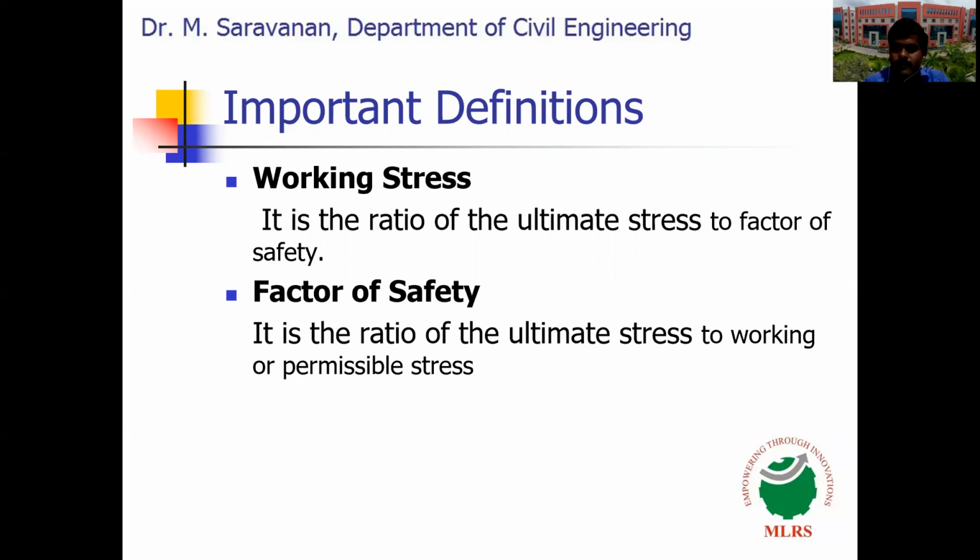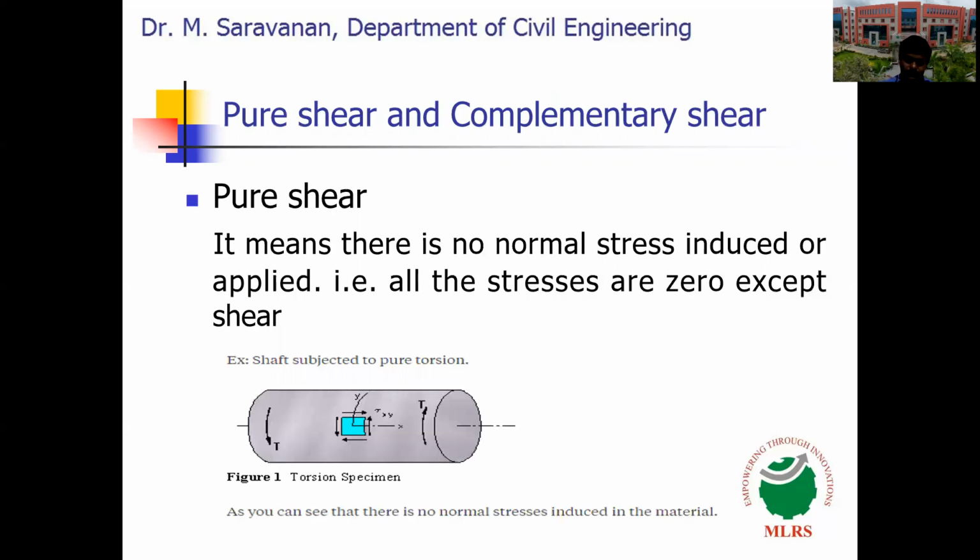Suppose the ultimate stress is 500. If you put a factor of safety of 2, it becomes 250. So instead of considering 500 Newton per mm square, you consider only 250 Newton per mm square. This material has the stress like that, so even if the stress goes beyond 250, the material can be saved. That is the meaning. Factor of safety is the ratio of the ultimate stress to the working or permissible stress.